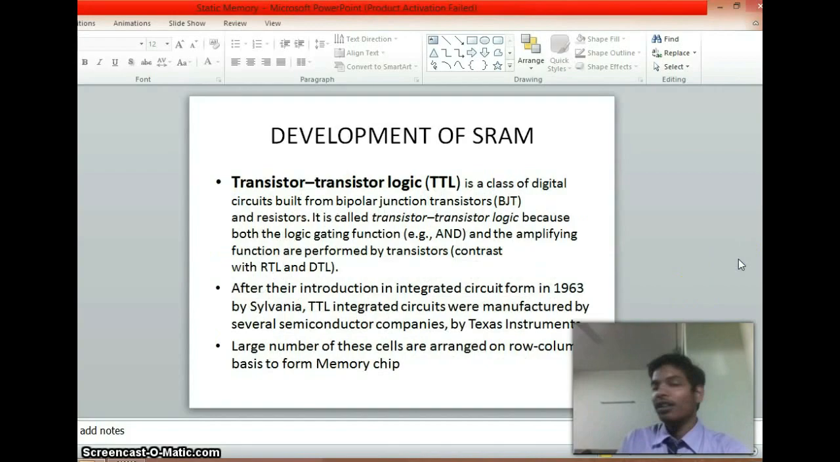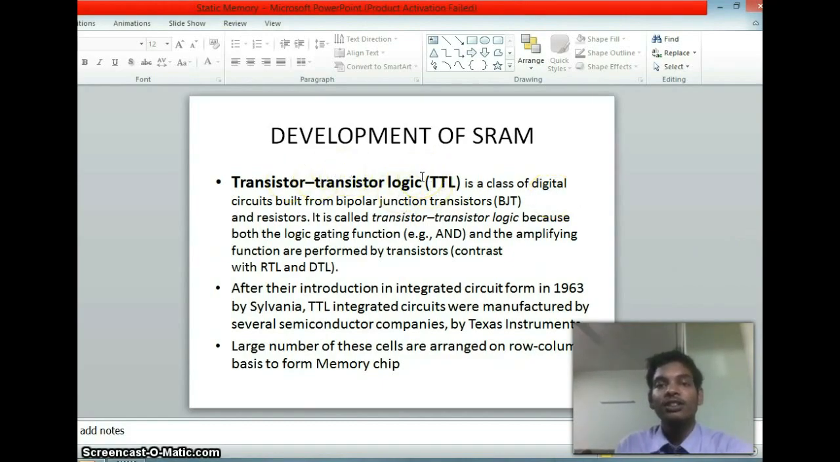Now going ahead, let us understand how to develop an SRAM. Development of SRAM is done in two categories. One, by the usage of transistors. Second, by usage of MOSFETs. Now first, going with the transistors.